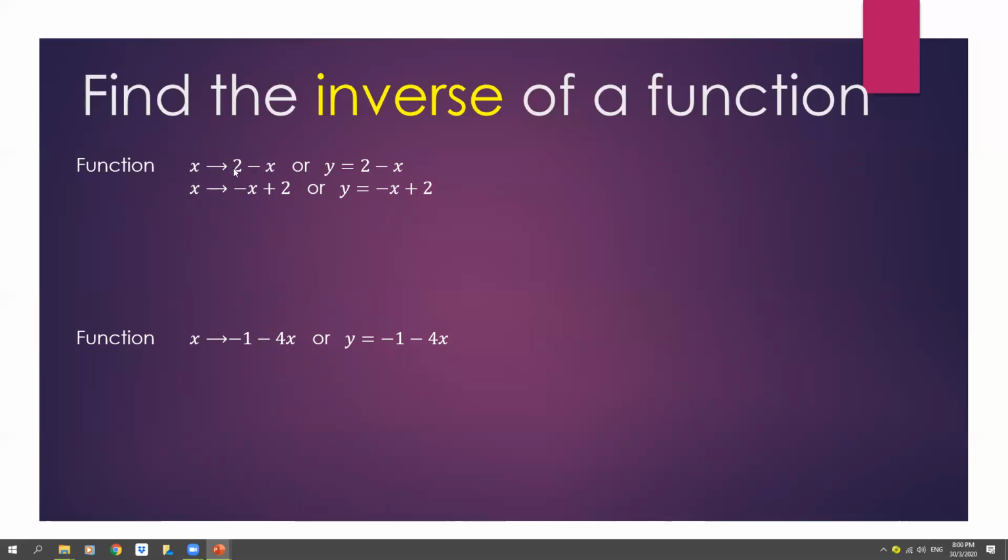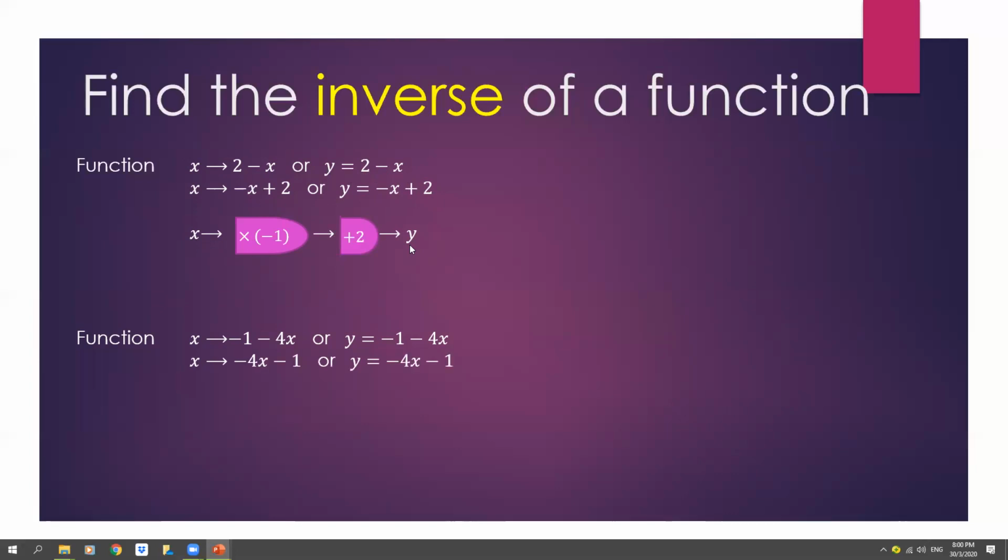I can write my 2 minus x as negative x plus 2. They are the same. Or instead of I write y equal to 2 minus x, I can write negative x plus 2. So in function machine way, you have to do this. X needs to multiply with negative 1 first, so that you get minus x. Then you plus 2, then equal to y.